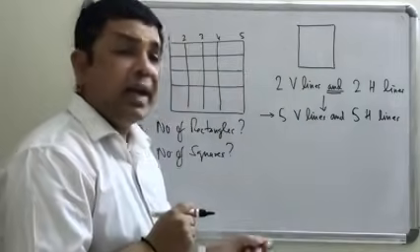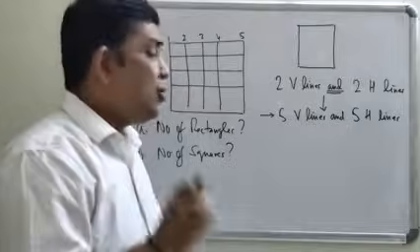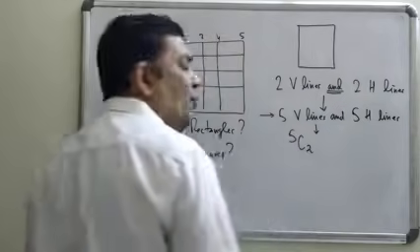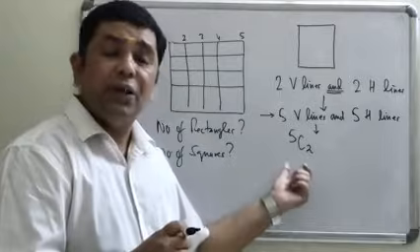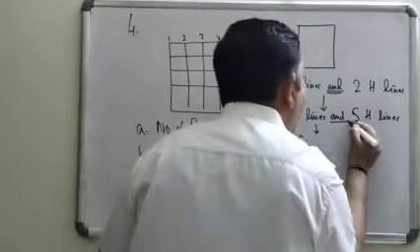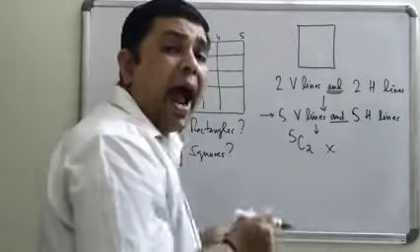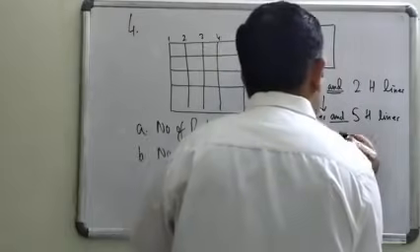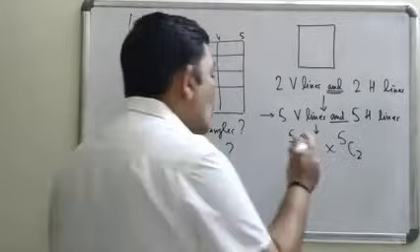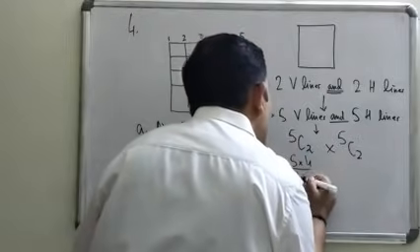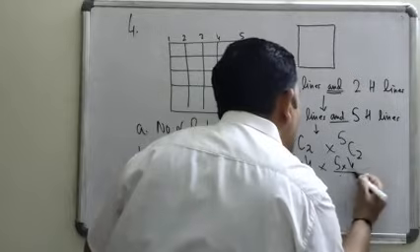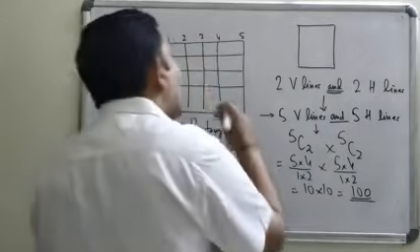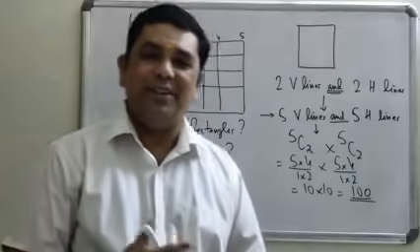What do I want to make a rectangle? I want 2 vertical lines and 2 horizontal lines. So I need to select any 2 vertical lines out of 5. What will we call it as? 5C2. Then and so multiplication, and any 2 horizontal lines? Absolutely, any 2 horizontal lines. How many ways? 5C2. So what is 5C2? 5C2 is 5 into 4 upon 1 into 2, into 5 into 4 upon 1 into 2. So 10 into 10. There are 100 rectangles that you can count on this grid.